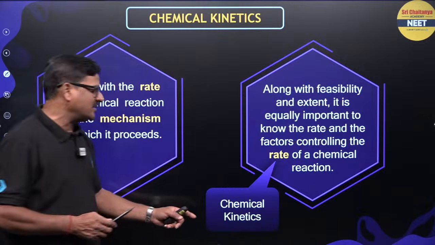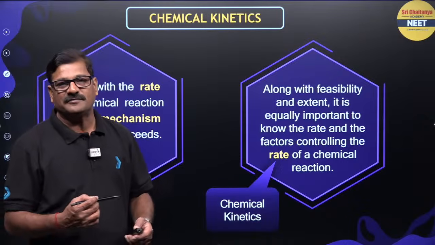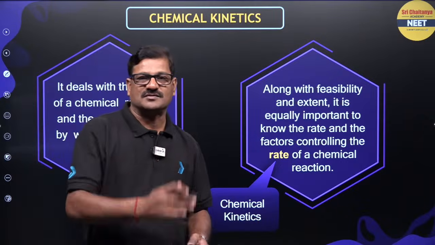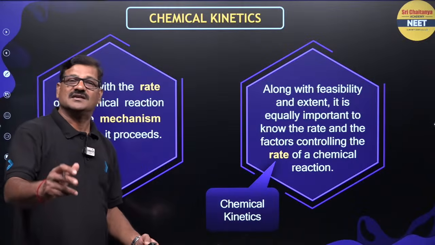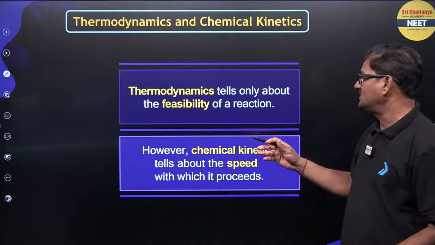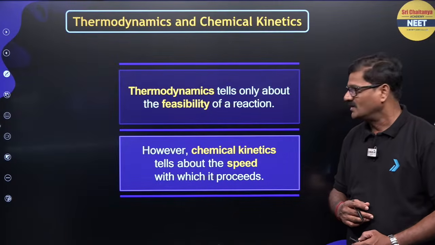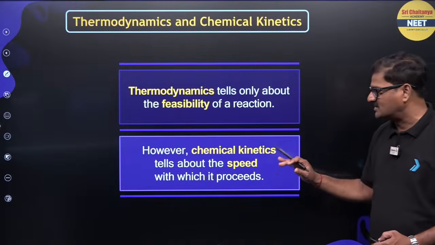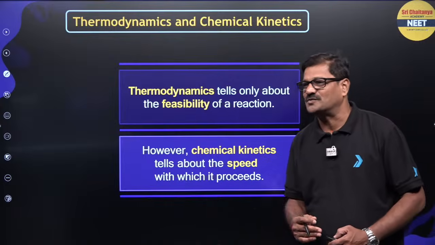So along with the feasibility, chemical kinetics talks about the rate. What is the meaning of a rate? Change with respect to time. Here what is changing? Concentration is changing, of reactant and product. Thermodynamics tells only about the feasibility of a reaction, however, chemical kinetics tells about the speed of a reaction, how fast the reaction is going.